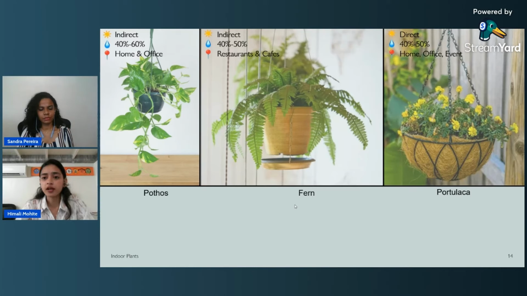Then next is portulaca, which has vibrant color flowers. So these require direct sunlight and 40 to 50% moisture. And these are suitable for placing in homes, offices, or events for decoration purpose.